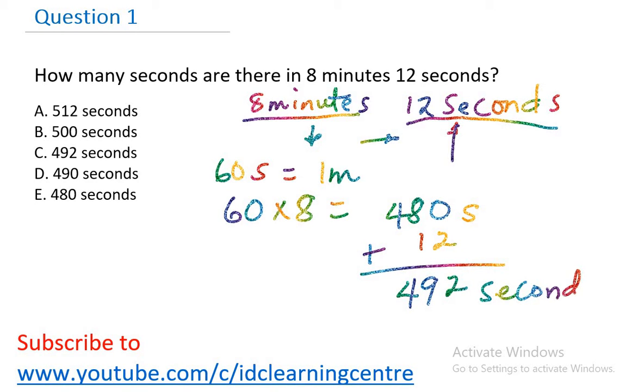So, a quick review on what I just did. All I did was to change 8 minutes to seconds by multiplying this by 60. So my answer was now in seconds. It gave me 480 seconds. Add 12 seconds to it. That's 492 seconds. The right answer is C. Question number 2.